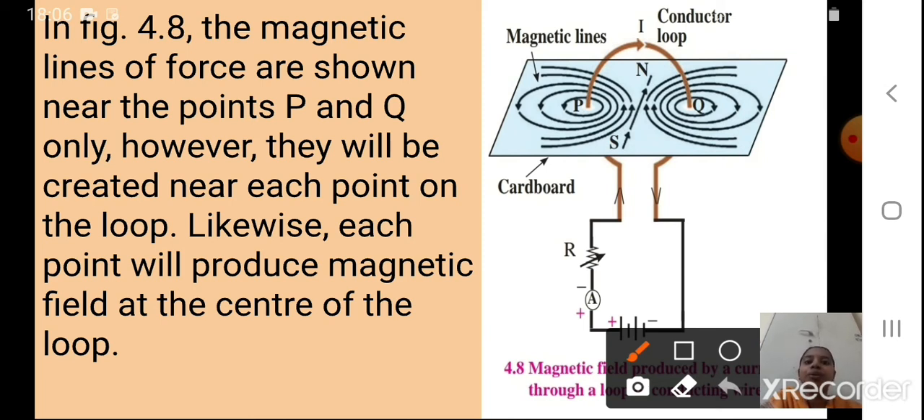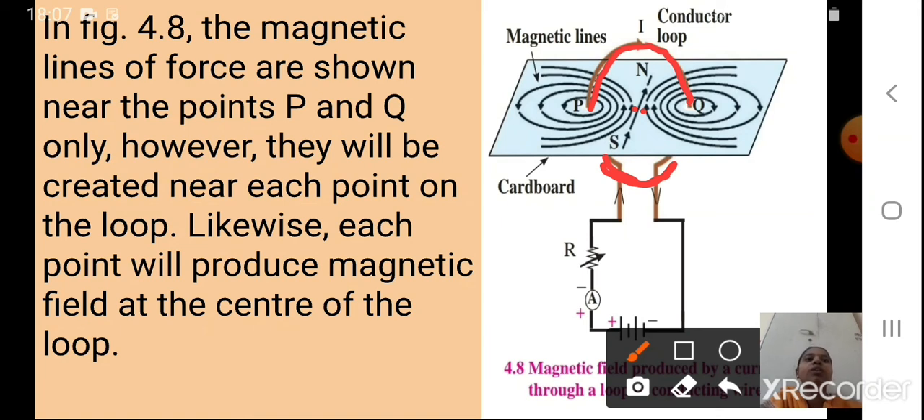Likewise, each point will produce a magnetic field at the center of the loop. Each point in contact with the electric current will produce the magnetic field, and it will take part at the center of the loop. Okay students, I hope you understood this. A circular loop means, see here, the upper part is a loop and the downward part is a loop, so it forms like a circle. The magnetic field will be stronger at the center of the loop.